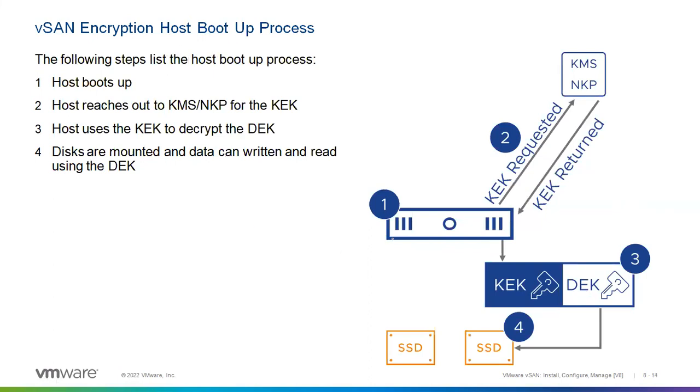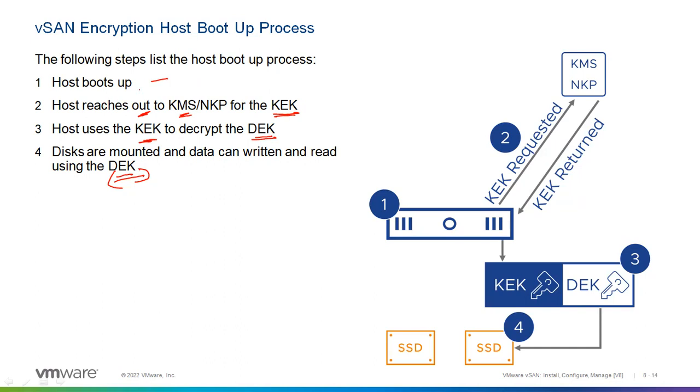So when we talk about encryption, how does the host boot up process work? The following steps: host boot up process. The host boots up. The host reaches out again to the KMS server for the KEK, and the host uses the KEK to decrypt the DEK. Disks are mounted and data can be written and read using the disk. Definitely, the disk encryption key is the main key here.